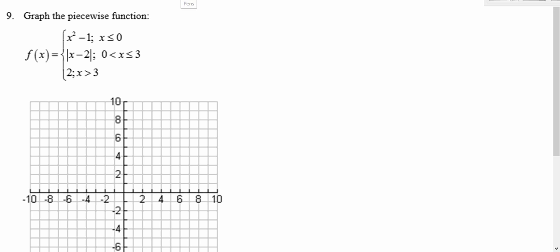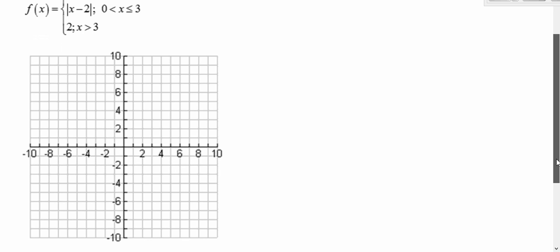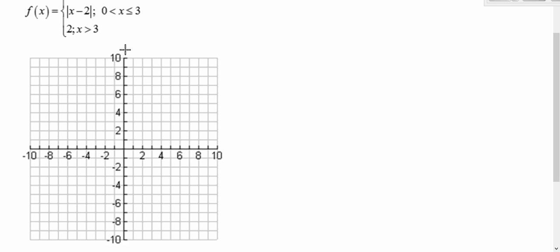So when you're graphing a piecewise function, I always start by dividing up our graph. So x is less than or equal to 0. So we're going to draw our vertical line here at 0. Then we also have a break at 3. So over at 3, that's where our graph is split up.